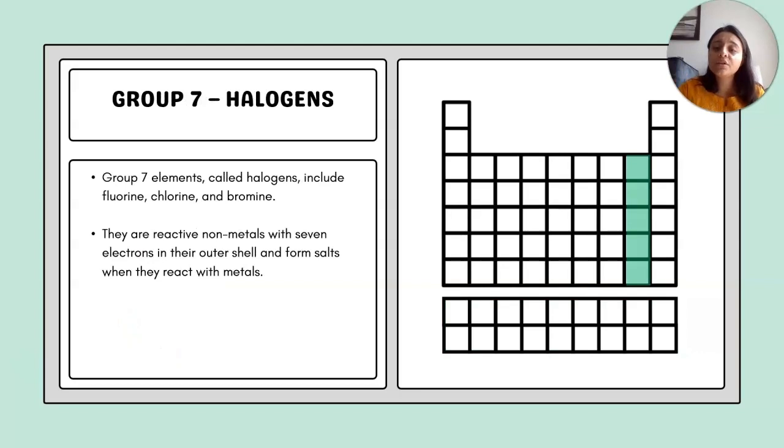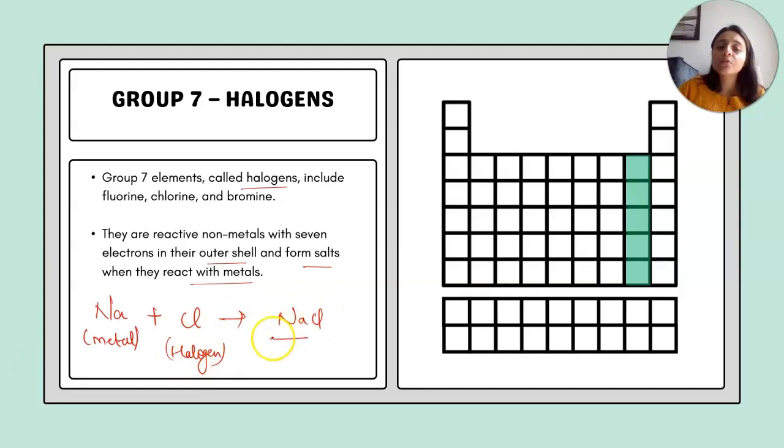Then come the halogens, which are present on the extreme right. Group 7 elements, or group 17 elements, are called the halogens, and include fluorine, chlorine and bromine. They are reactive nonmetals with 7 electrons in the outermost shell and form salts when they react with metals. Okay, so for example, Na is a metal. When we react sodium with chlorine, which is a halogen, it gives the formation of sodium chloride.